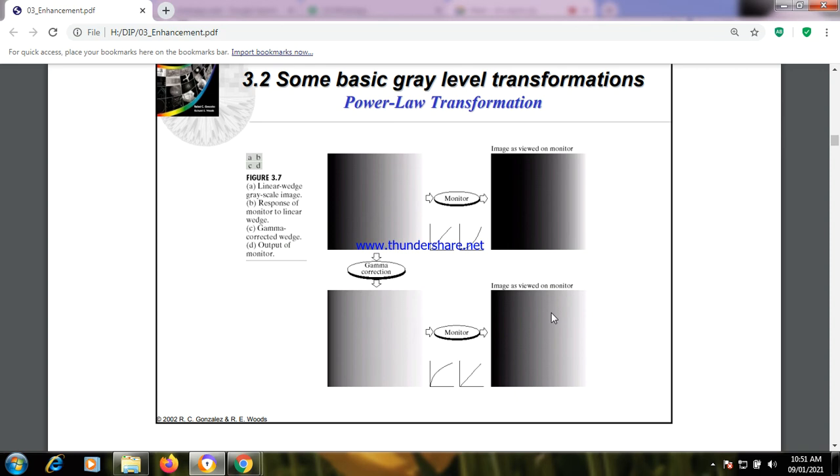So this you can see here. So first one is linear wedge gray scale image, right? Then response of monitor to linear wedge, right? Then gamma corrected wedge and output of the monitor.